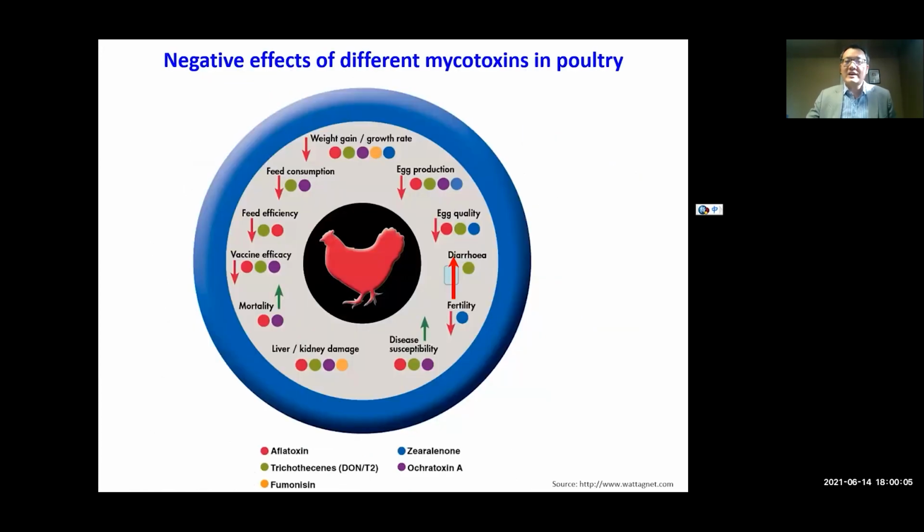And here I show you the relative effects of different mycotoxins in poultry. I just want to show you that DON contamination causes different relative effects. For example, DON contamination can reduce egg production and egg quality, increase diarrhea, and also increase disease susceptibility, and decrease vaccine efficacy, and they reduce feed efficiency, feed consumption and growth rate.